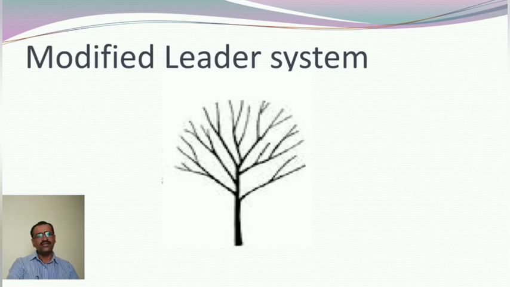This system is important because it is easy in spraying, pruning and harvesting, and mostly used for commercial fruit like the apple. In most commercial fruit, the modified leader system is mostly important, and in our area also the modified leader system is mostly used.